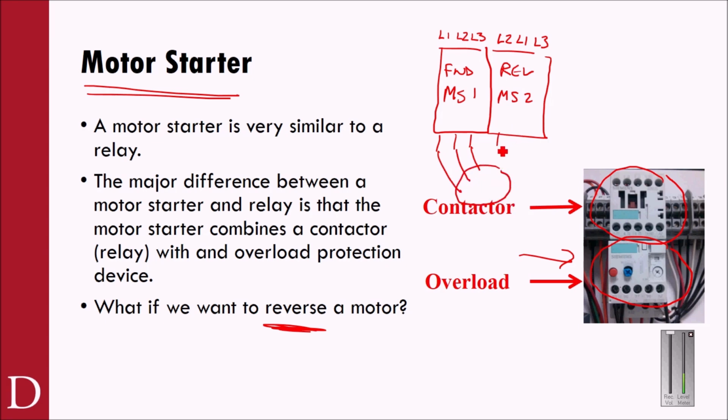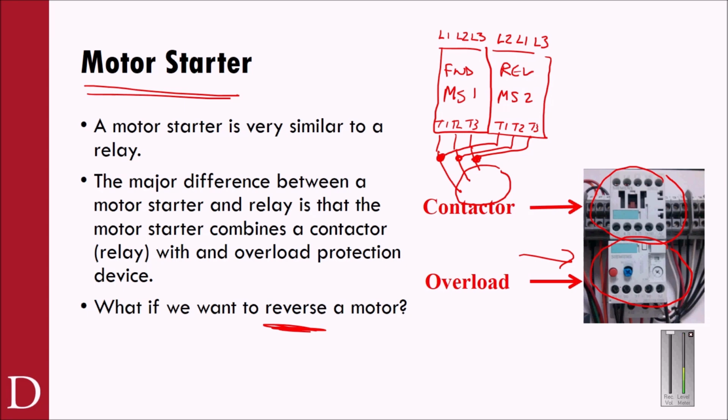So now L2 would go where L1 used to go, and L1 would go where L2 used to go, and L3 would still go to where L3 was going. But you can kind of see how that works: it's T1, T2, T3, and T1, T2, T3. So as I'm running L1, L2, L3 through this motor starter, they go down directly to T1, T2, T3. But if I'm running the reverse motor starter, L2 goes to T1, L1 goes to T2, and L3 goes to T3. It's a very common practice.